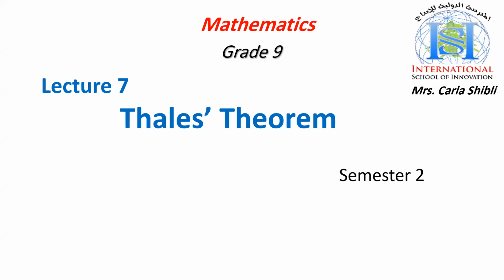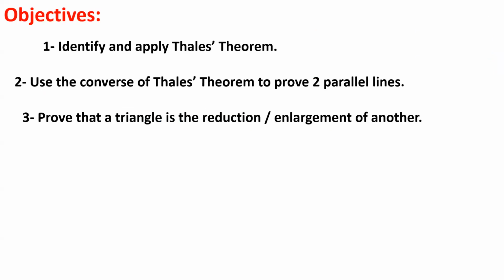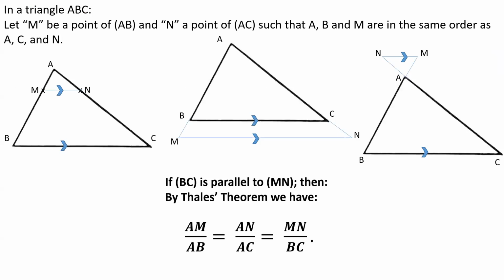So what are the objectives of our lesson? Objective number 1, identify and apply Thales theorem. We will know where we can apply Thales theorem and how we apply it. Number 2, every theorem has a converse. We use the converse of Thales theorem to prove two parallel lines. Number 3, prove that a triangle is the reduction or enlargement of another triangle.